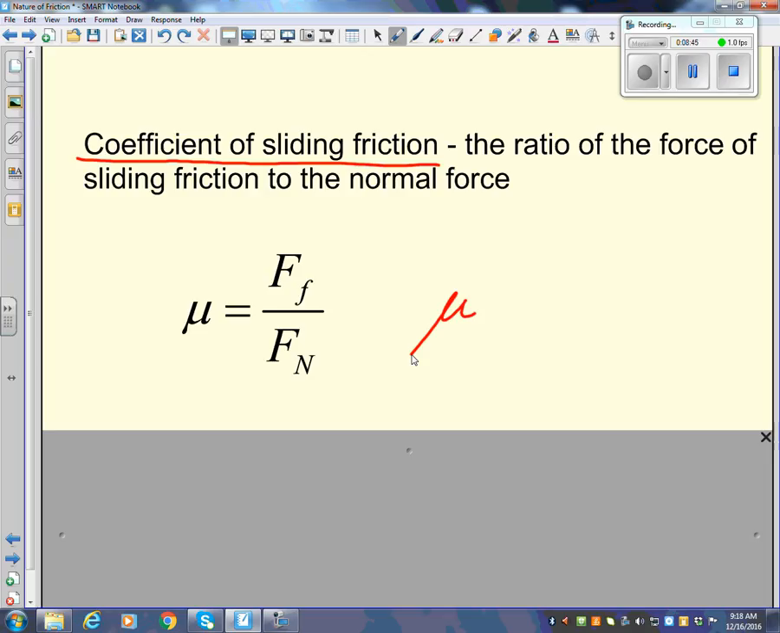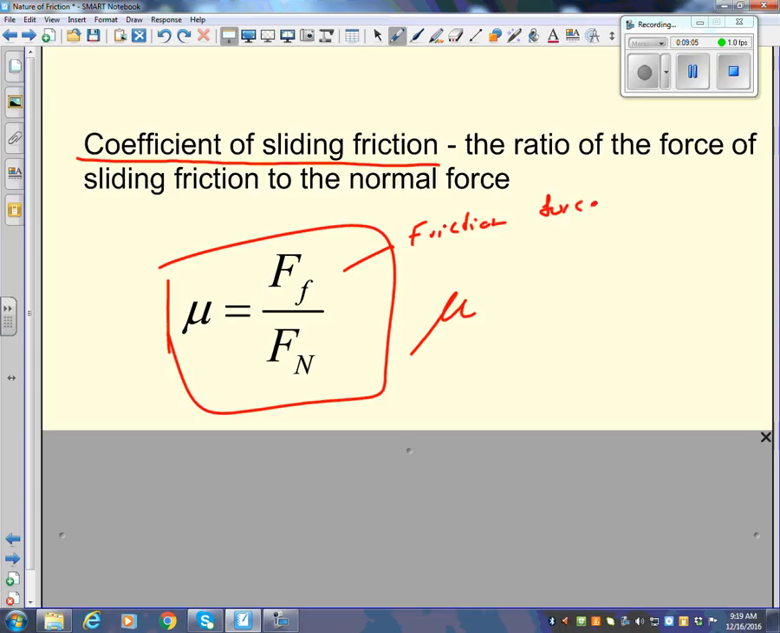So it's a new formula for your tool bag. It's on that sheet of formulas that I gave you way back on the first day of school. Remember the Rampton flow chart? It's there. Mu equals FF over Fn, where FF is the friction force, and Fn is the normal force. So every two surfaces, if you look at this handout that I gave you, will have a coefficient of friction.